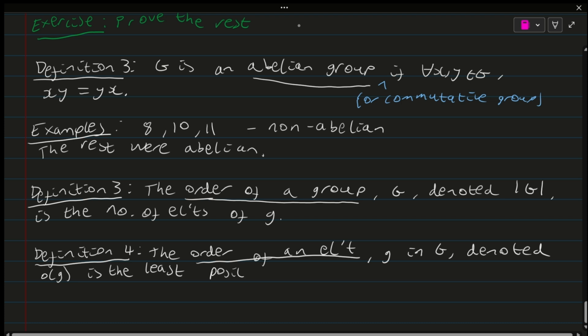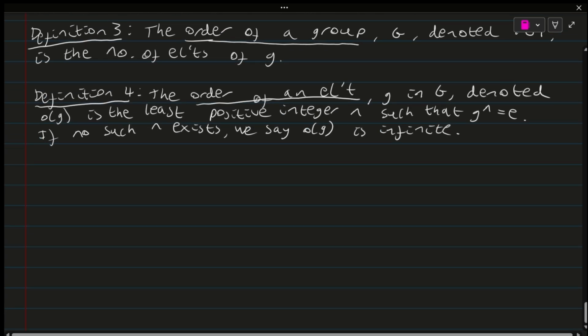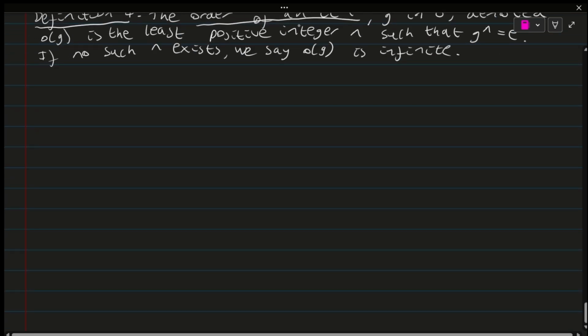such that g to the n is the identity. If no such n exists, we say that the order of g is infinite. Don't worry too much about what that means for now. We'll come back to it and hopefully you'll be able to see what was useful, just that we define a name for it at this point. Okay, so that's all that we needed to go through in this session.